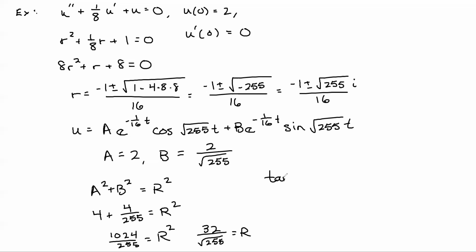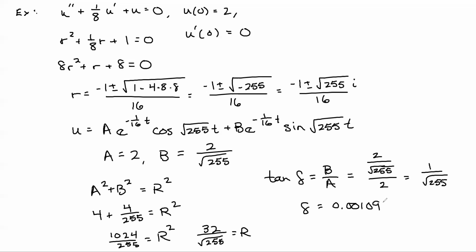And then after that, we can go through and find delta. So we have tangent of delta is going to equal b over a. So b is 2 over root 255 over a, which is 2. So this turns into 1 over root 255. And then if you do tan inverse, you should get delta equals 0.00109.